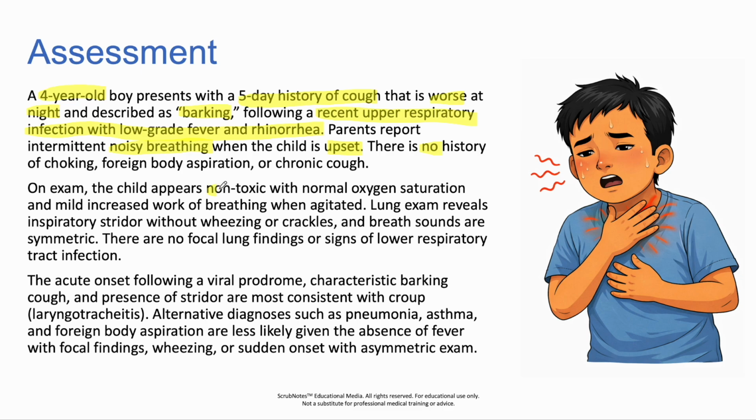On exam today, we found the child appeared non-toxic with normal oxygen saturation and mildly increased work of breathing when agitated. Lung exam revealed inspiratory stridor without wheezing or crackles, and breath sounds are symmetric. There are no focal lung findings or signs of lower respiratory tract infection. The acute onset following a viral prodrome is pretty characteristic. Barking cough and presence of stridor are most consistent with croup. Alternative diagnoses such as pneumonia, asthma, or foreign body aspiration are less likely, given the absence of fever with local findings, wheezing, or sudden onset.